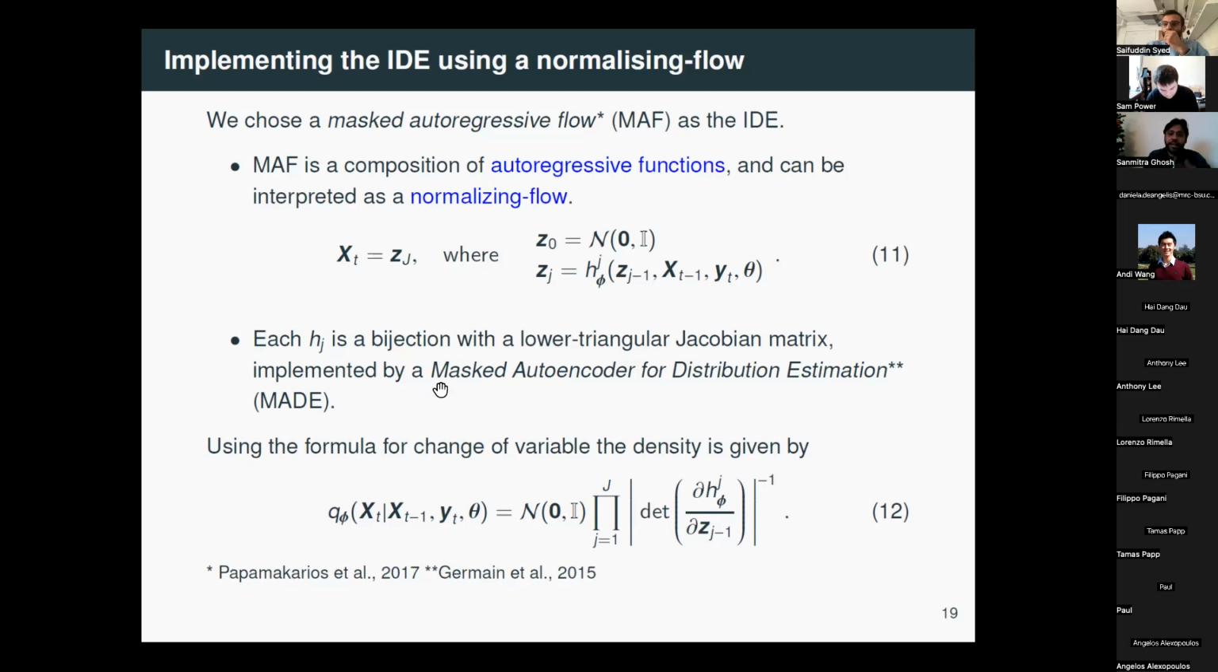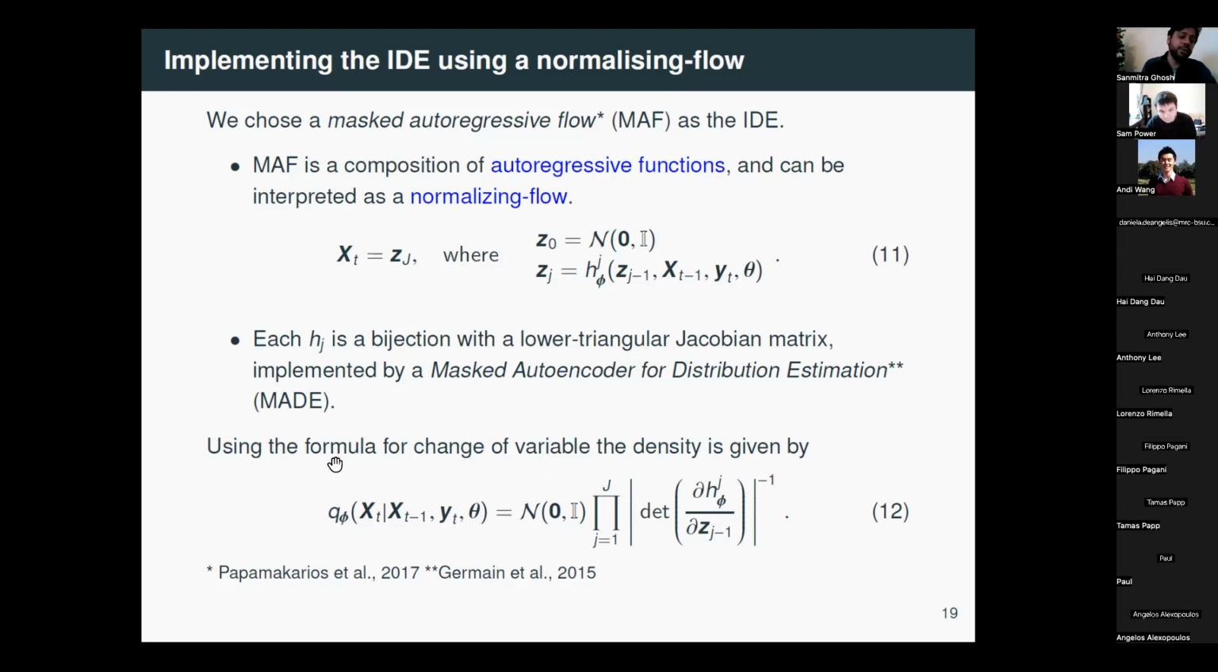So I think Ian Murray's group came up with this beautiful idea of a masking idea to do these autoregressive functions in one pass. So it's computationally quite, I would say, lightweight. And obviously, you use the change of variable formula to find the conditional density, and then you use maximum likelihood to fit it. So that's basically the main idea.